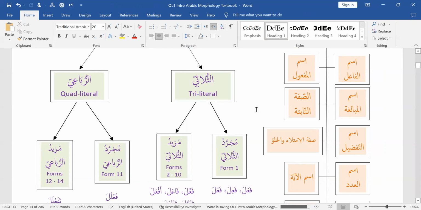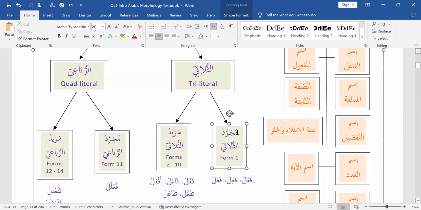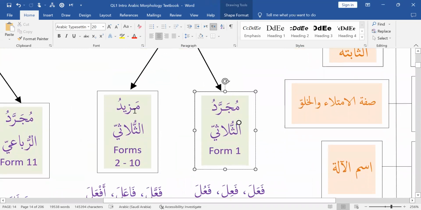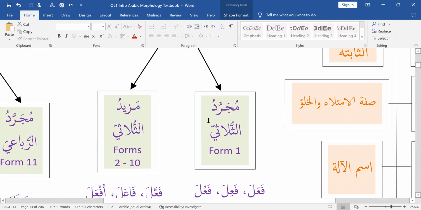Now the triliterals are further divided up into two branches. You've got Form 1, which is mujarrad. Mujarrad means bare bones, naked, basic. Mujarradu thulathi, the basic Form 1, basic or triliteral. And you have mazid, which is extra. Mazidu thulathi, which are advanced triliterals. So triliterals are of two types: basic, which is just form 1, and advanced, which are forms 2 through 10.